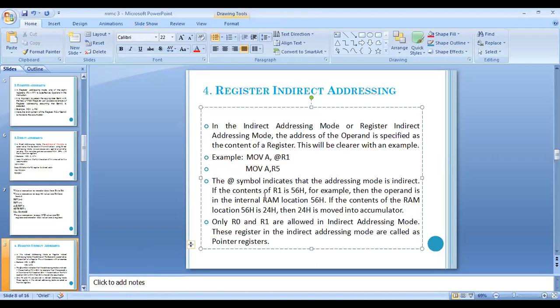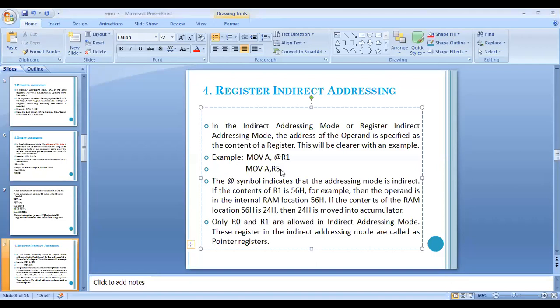Now, who will tell me the meaning of this instruction, MOV A, R5? What do you know about this, what operation will happen? Move the value in the R5 register into A. Very good. Whatever the value of R5, it is going to transfer into A.